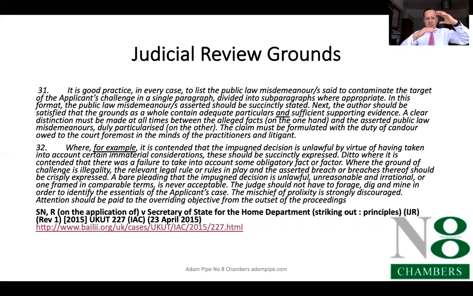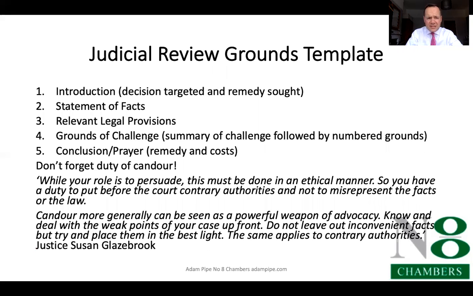Then I'll do some separate subdivided grounds, and then in each one I'll show, well, actually in insurmountable obstacles, they haven't looked at X, Y, and Z. So what's your target of your challenge? What's your summary of the errors? And then set them out and particularize them. So a judicial review grounds template from me. This is not the final word on the issue.